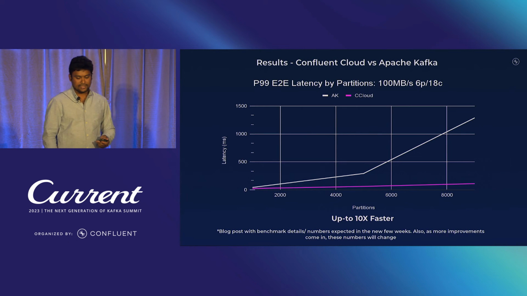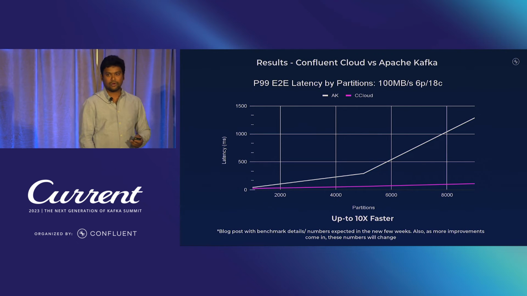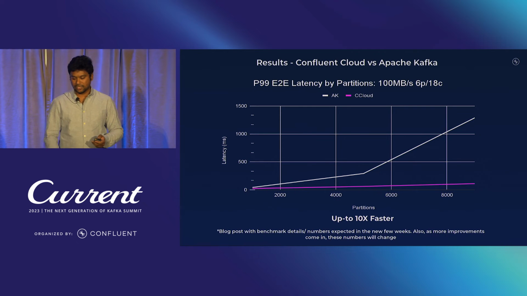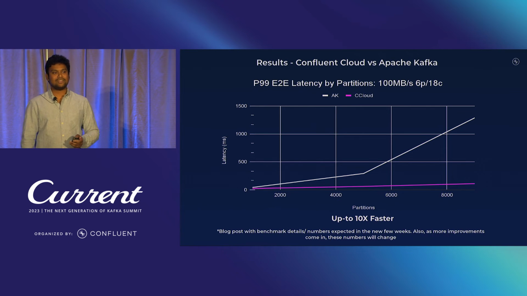Very similarly, if you increase the number of partitions, you can see that Apache Kafka performs very poorly, whereas Confluent Cloud is way better, up to 10 times better. Again, of course, it should be obvious that it will not be 10 times better in every workload out there, but our commitment is to ensure that we're always better than Apache Kafka on the same hardware, or probably way better on the same hardware in Confluent Cloud.